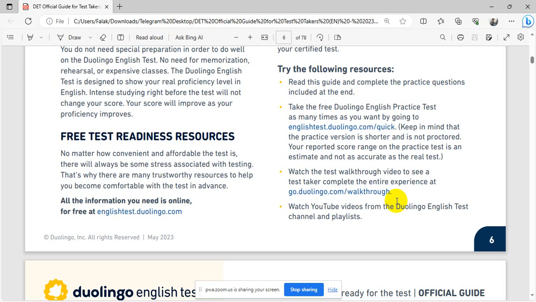So if you practice and improve your proficiency in English, chances are that you will get even 140 when they give you the range.